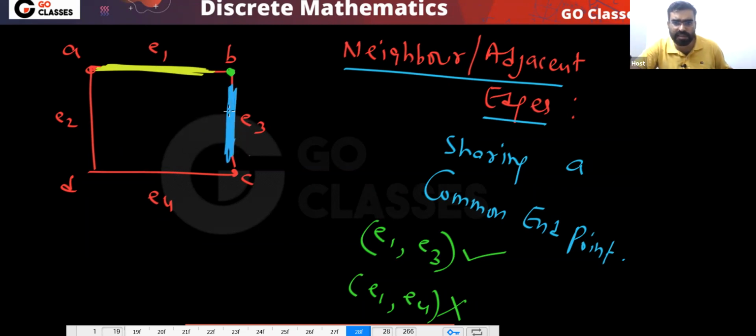Can I give this same color? Can I give here? No, because adjacent edges should get different colors. Can I reuse? Yes, I can reuse this color, and here I can reuse this color. So this is the idea.